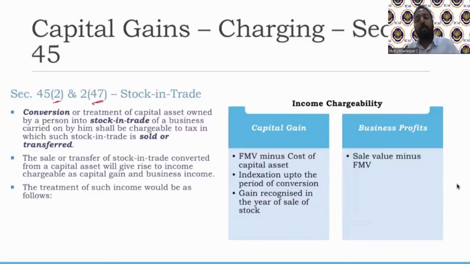Now we are going to talk about what happens when there is a conversion: conversion or treatment of a capital asset owned by a person into stock in trade. He was owning a capital asset, and now it is being converted into stock in trade, so it is no more a capital asset. The business carried on by him shall be chargeable to tax in the year in which such stock in trade is sold or transferred. Let's say I'm converting the capital asset into stock in trade today, but I'm selling it 2 years later.